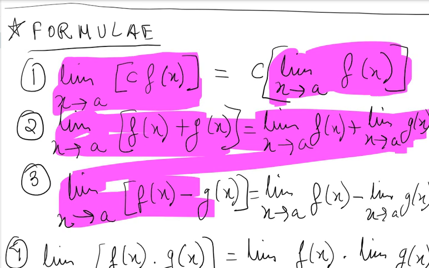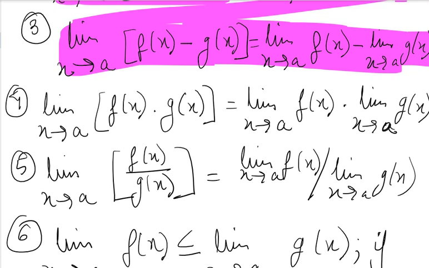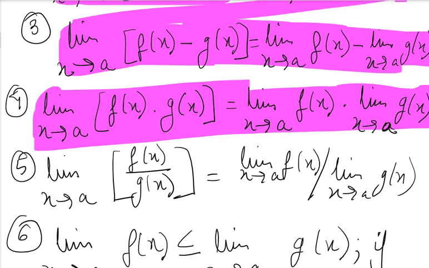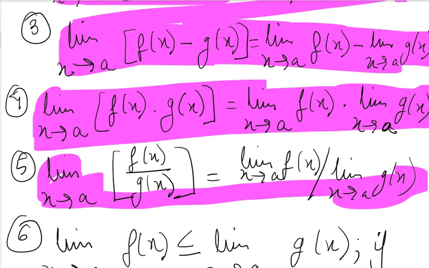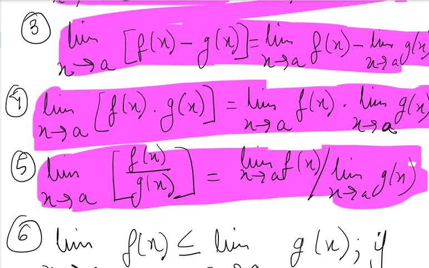Next, if the limit is subtracted for two functions, again the limit is distributed, as you can see here. Let's go on to the next one. When two functions are multiplied, a similar thing happens: the limit will be distributed. Now the fifth one, when they are divided, the same way, the limit will be distributed. You see clearly that the limit is getting distributed.